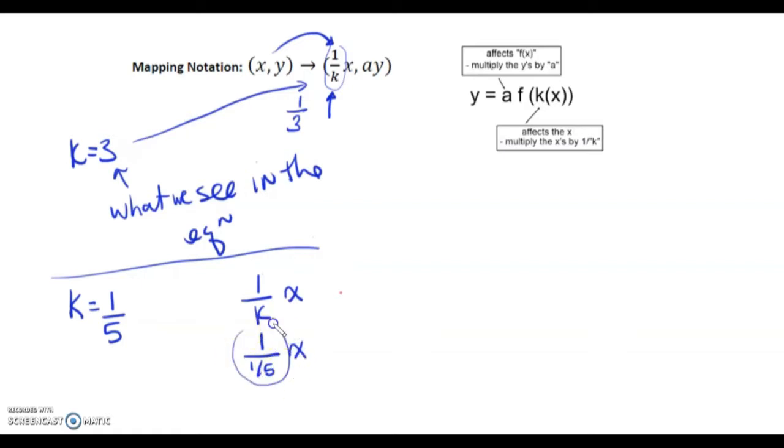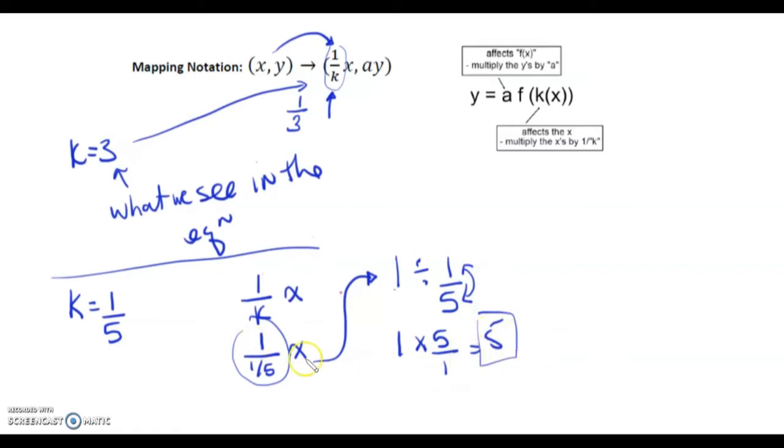A lot of students don't like this. We're going to take it back to elementary school and ask, what is 1 divided by 1 over 5? That's just 1 multiplied by the reciprocal. Remember, we can't divide fractions, so we just multiply by the reciprocal, which is 5. So that's how we get 5x. That's basically how we flip it.